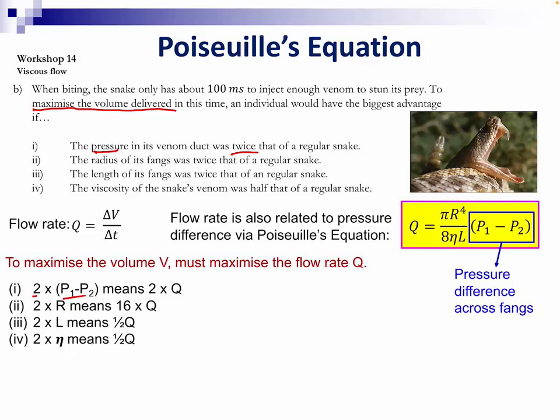So which snake will have the biggest advantage? The snake with bigger fangs, meaning wider, bigger radius. Sounds okay? So that's conceptually dissecting Poiseuille's equation, what each term means and how it affects the flow rate.